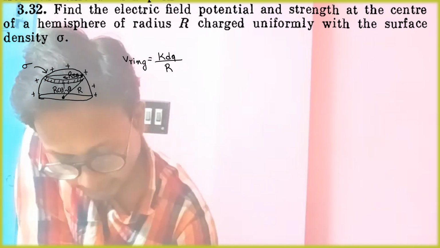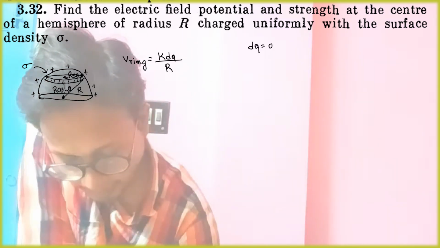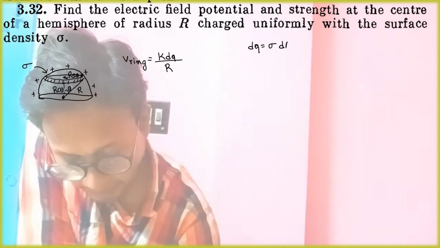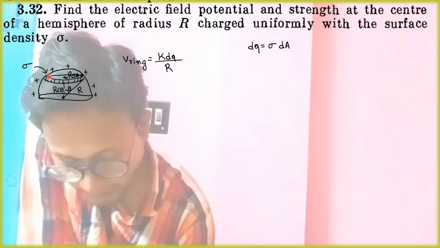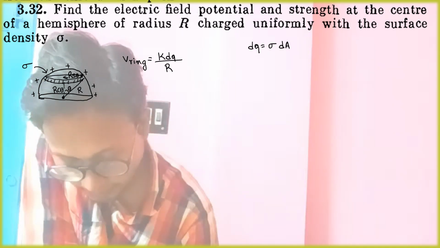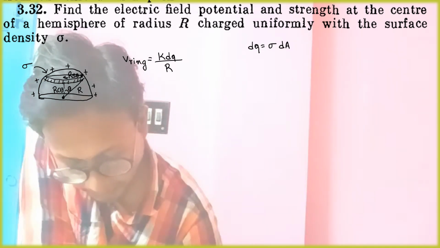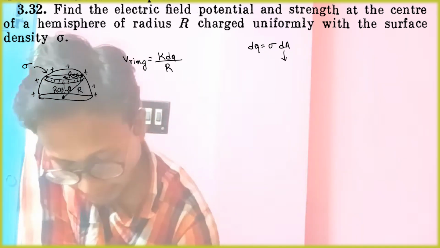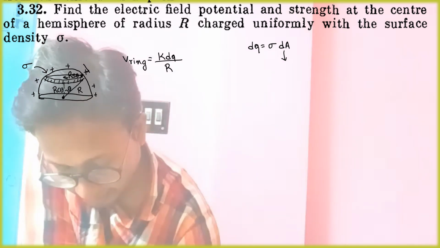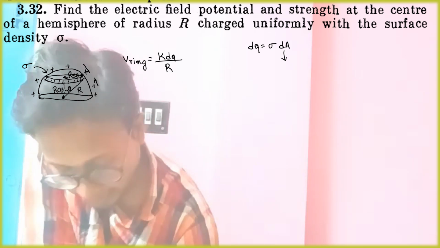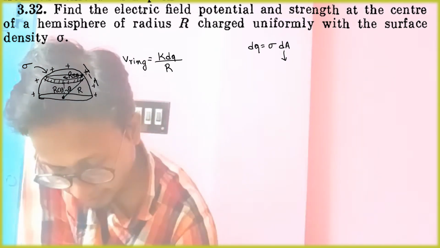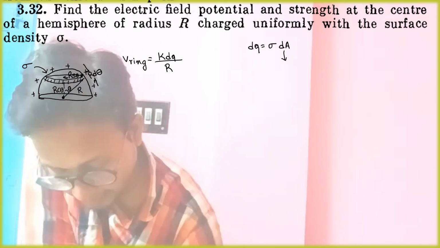So dq is nothing but sigma into the area of the elemental ring. And what is the area of the elemental ring? Perimeter of the elemental ring into thickness. Out here, the thickness of the ring is given by R d theta, R into d theta.